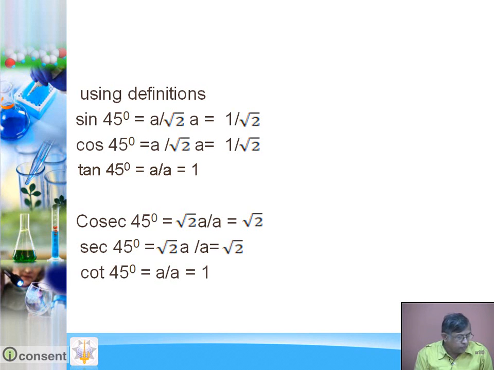Now see that sin 45 is equal to cos 45, and tan 45 is equal to cot 45, which is equal to 1. Remember these relations.